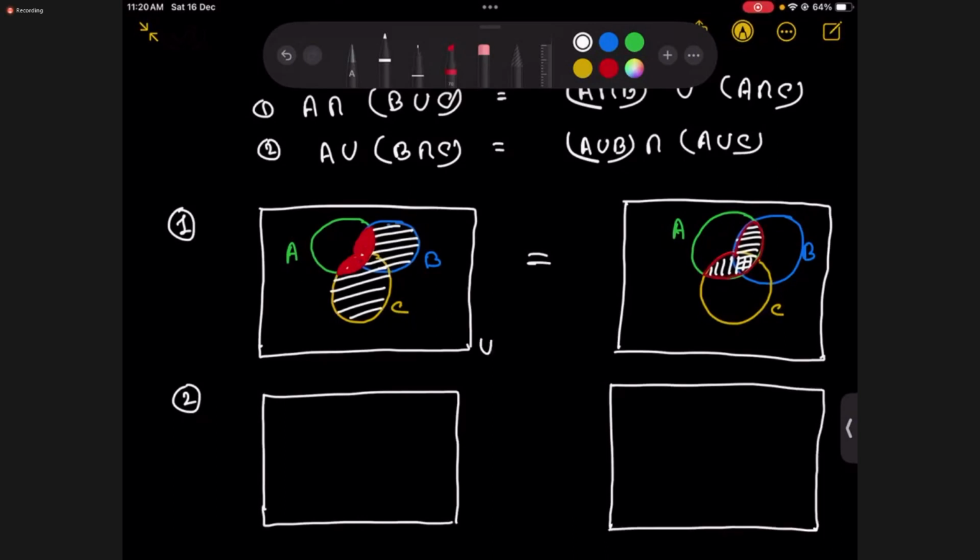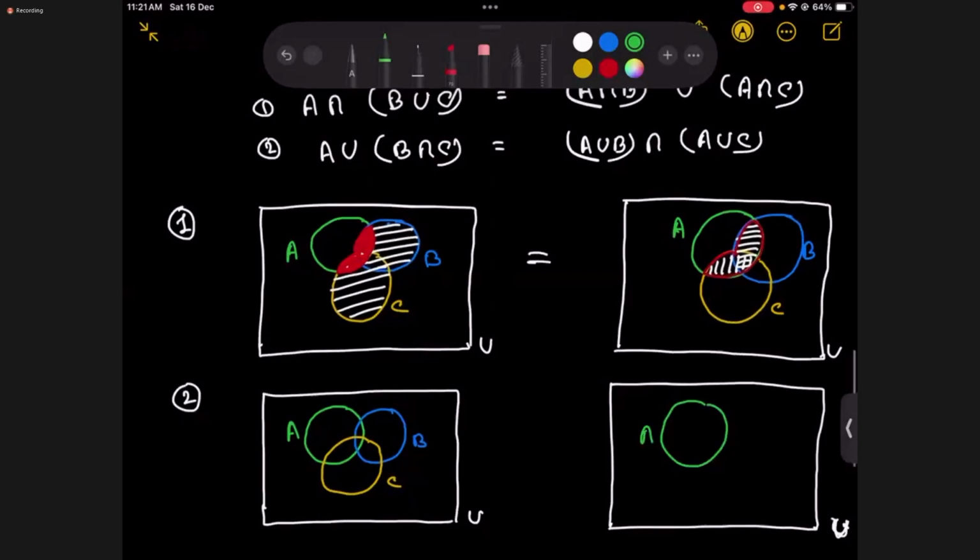This is all U. Green, blue, B, and yellow is represented with C. A. Okay. Similar way, A. This is your B, and this is our C.